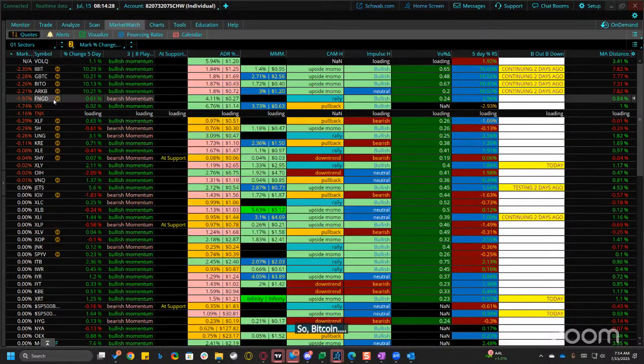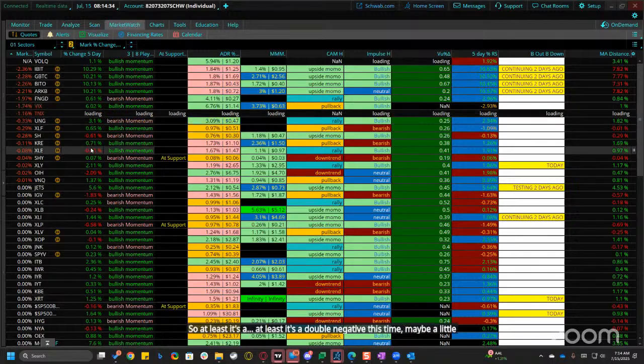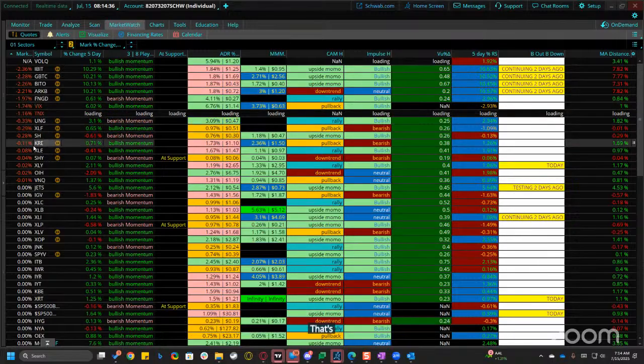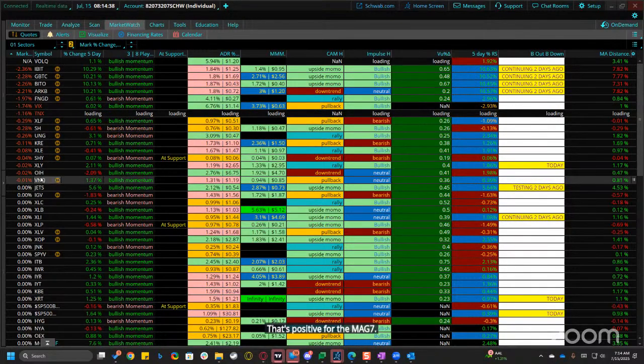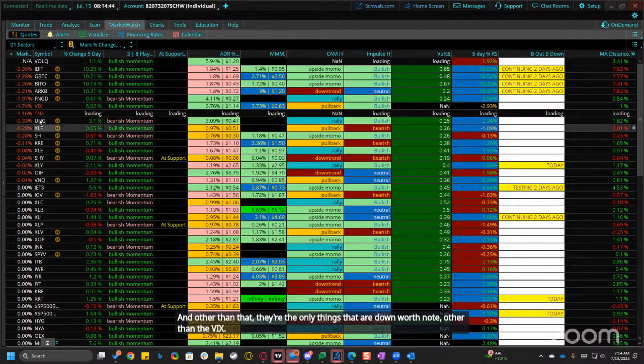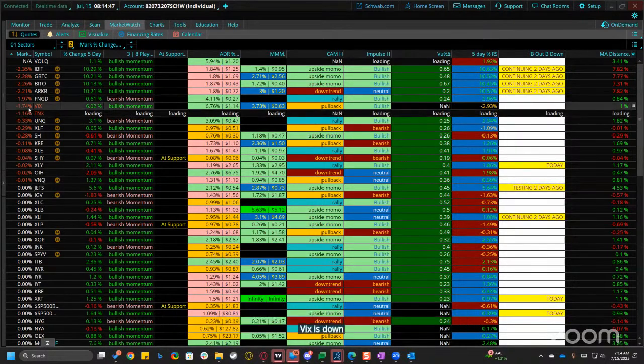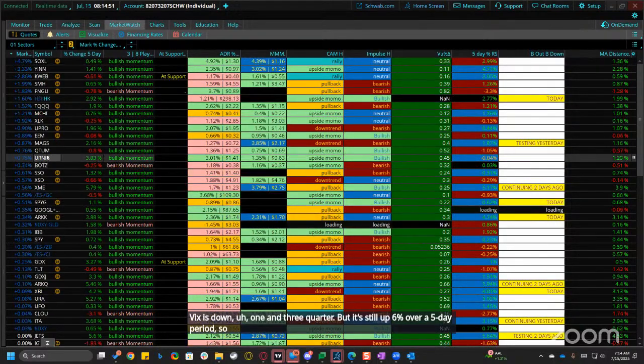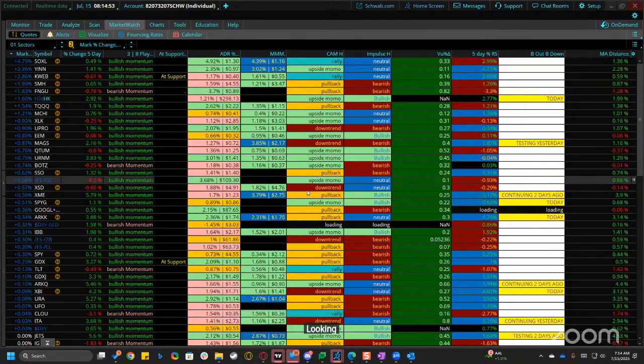Mag 7 down, volume is down. So at least it's a double negative this time, maybe a little less confusing. That's positive for the Mag 7 group. And other than that, they're the only things that are down worth note other than the VIX. The VIX is down 1 3/4, but it's still up 6% over a 5-day period. So it's still elevated.